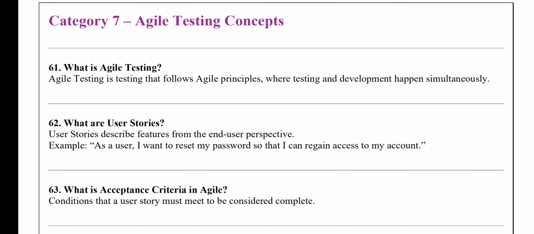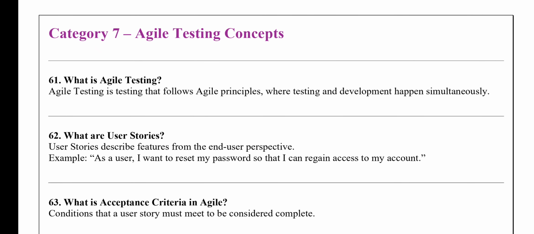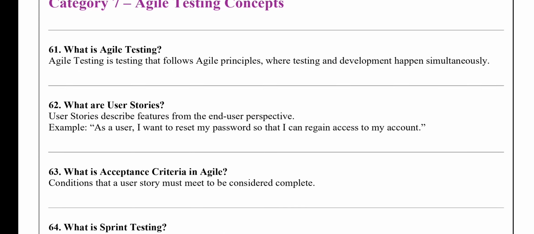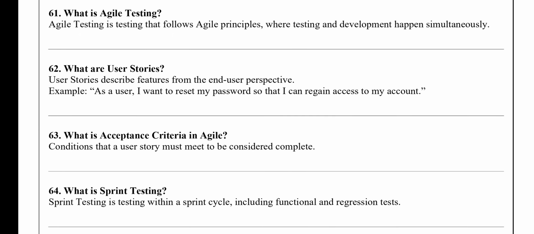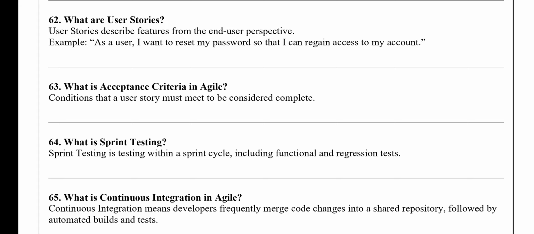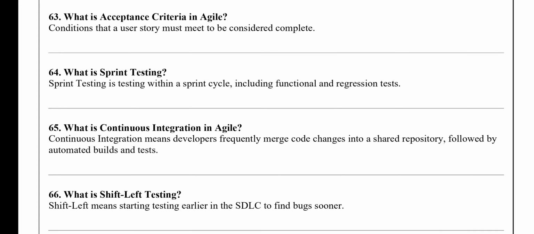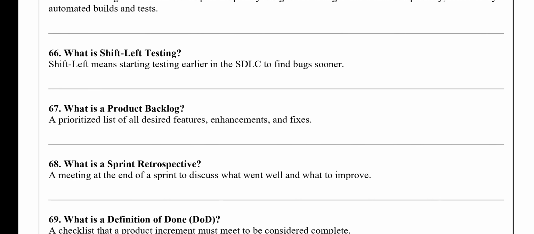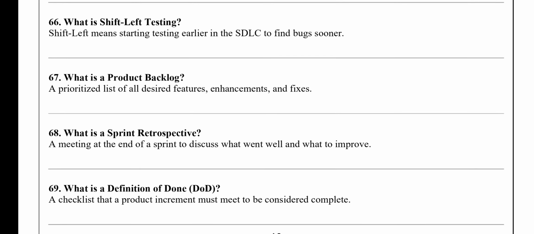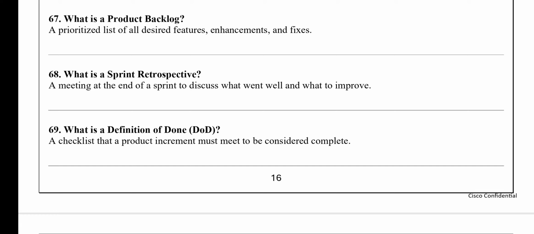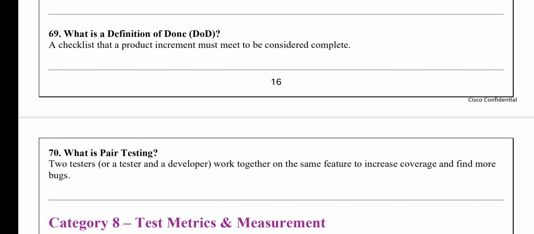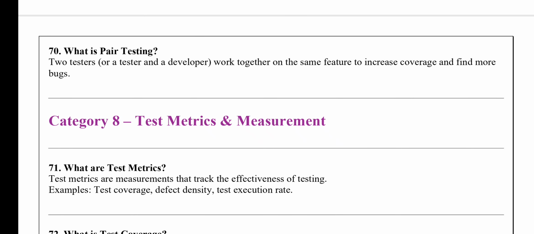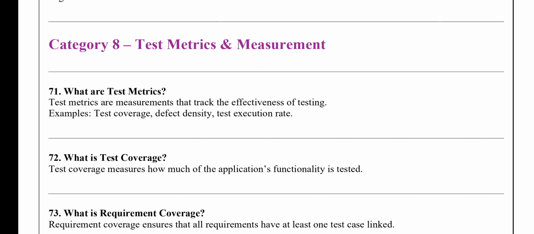Okay. Next, under category 7, we have discussed agile testing concepts. So what is agile testing? What are user stories? What is acceptance criteria? What is sprint testing? What is continuous integration in agile? What is shift left testing? What is a product backlog? What is sprint retrospective? What is the definition of done? What is pair testing?